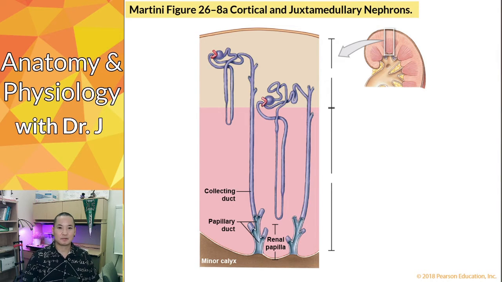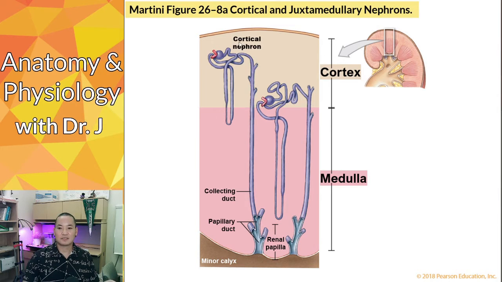So remember, where's the renal cortex and where's the renal medulla? The cortex, again, is always the outer region of an organ or tissue, and the medulla would be the inner portion. Notice that this nephron is mostly located in the cortex, whereas this nephron is in the cortex, but it's right next to the medulla, and its loop is going all the way into the medulla.